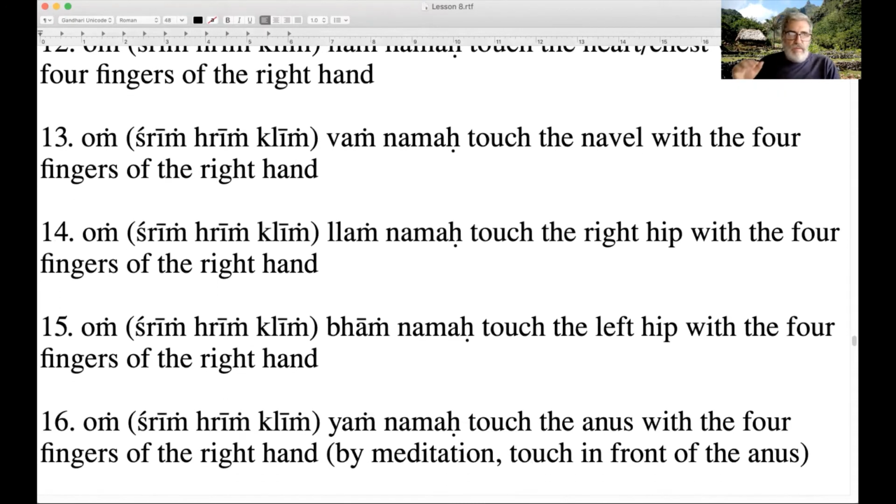Then we have Vam, right? Gopi Jana Vallabhaya. So Va plus Anushwara is Vam. So Om Vam Namaha, touch the navel with the four fingers of the right hand, or it could be with the other bija mantras. Om Shrim Hrim Klim Vam Namaha.